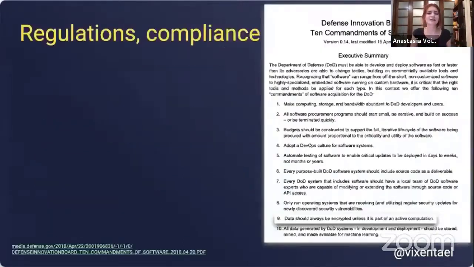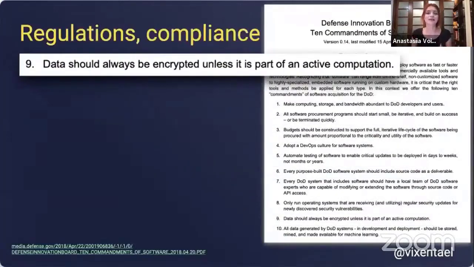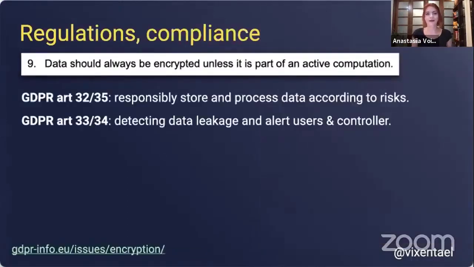And of course, we do have a lot of regulations, compliance, and requirements. For example, I really like to show this one from the Department of Defense, 10 Commandments of Software. Number 9 says, data should always be encrypted unless it's part of active computation. Then, of course, GDPR. I won't dig in, I know that you know. In GDPR, there are articles that explicitly say data encryption. You can open GDPR articles, search for encryption, and you will find it. Yes, GDPR is a data privacy regulation, about human rights, right? They don't define how exactly you need to encrypt the data. They just say state of the art, but still, they do say data encryption.